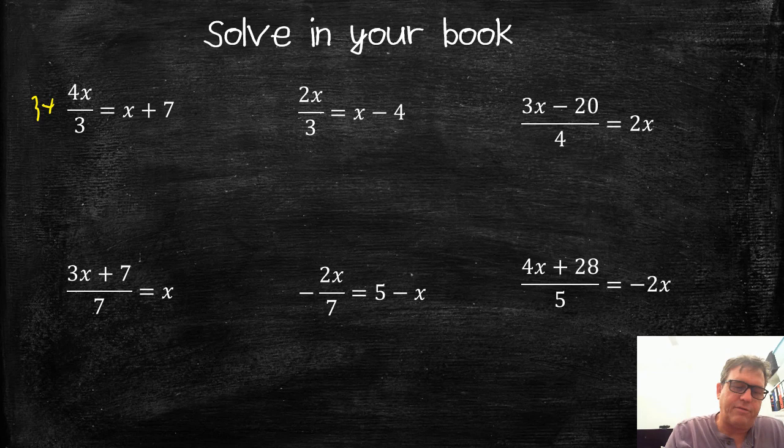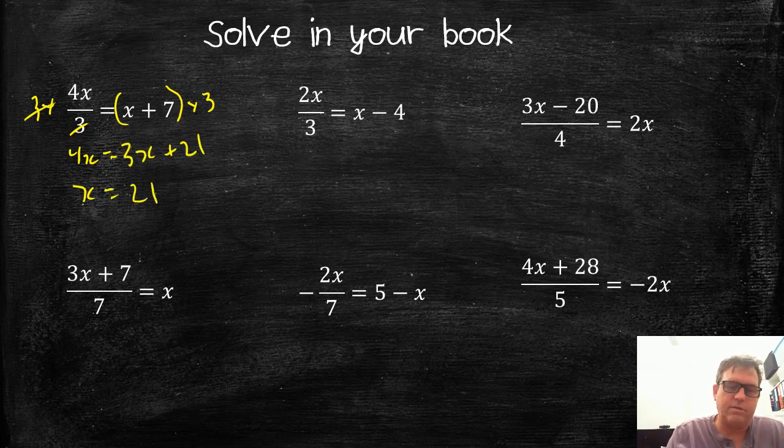Multiply both sides by 3. Everything on this side by 3. So 4x equals 3x plus 21. Take away 3x, x equals 21.